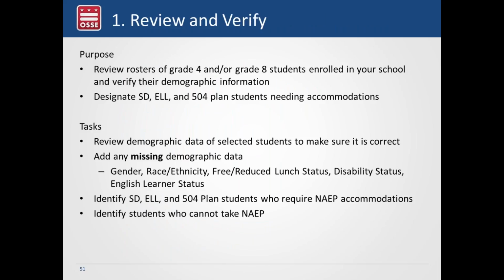Again, the very first thing you're going to want to do is to review and verify your student rosters in grade 4 and or grade 8. You want to review their demographic information. You're also going to designate if they are SD, ELL, or have a 504 plan and need accommodations. If there's any missing demographic information, you'll be responsible for filling that information in. You're also going to identify students who cannot take NAEP.